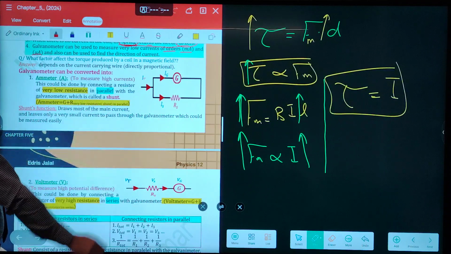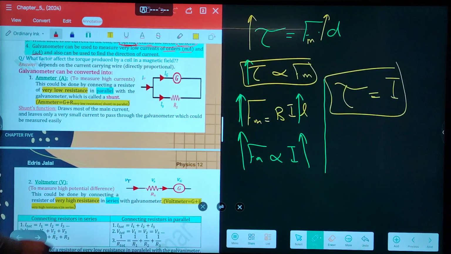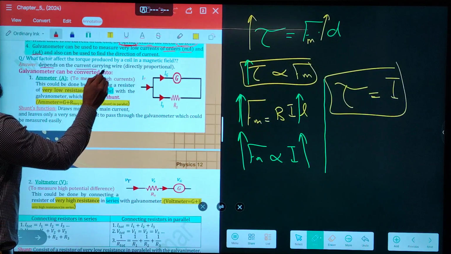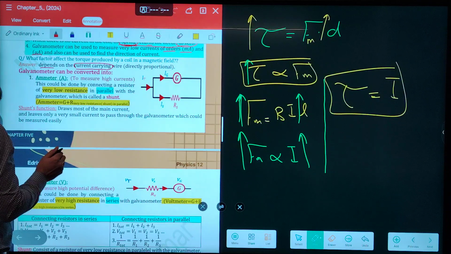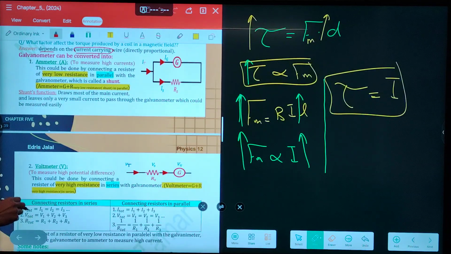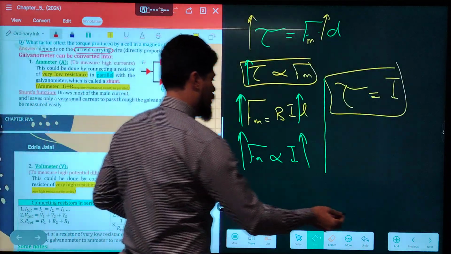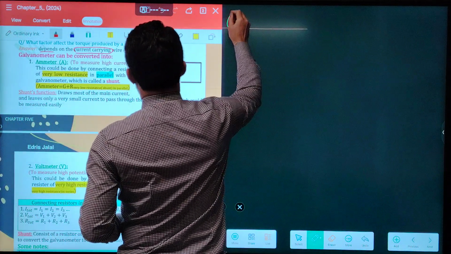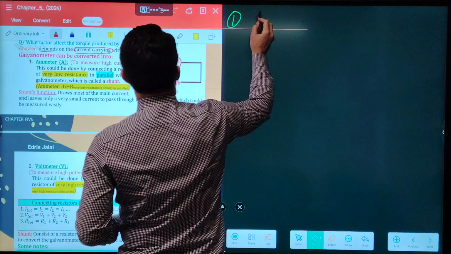What factor affects the torque produced by a coil in a magnetic field? It depends on the current in the wire. More current, more torque. Now let's convert galvanometer to ammeter and galvanometer to voltmeter. At first, convert galvanometer to ammeter.